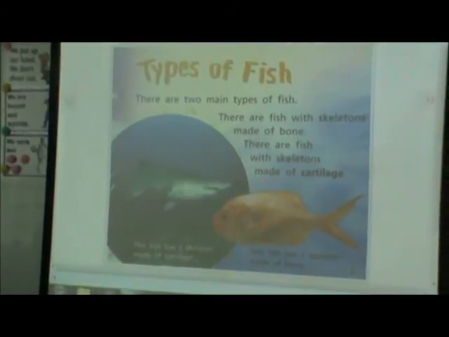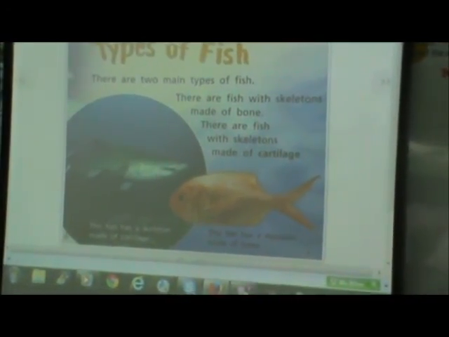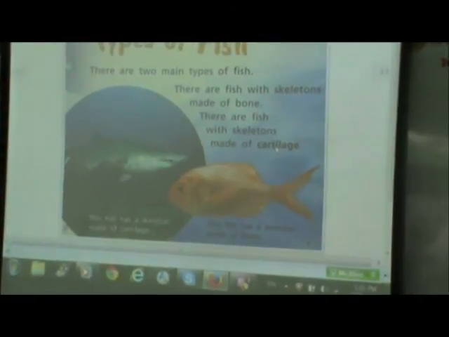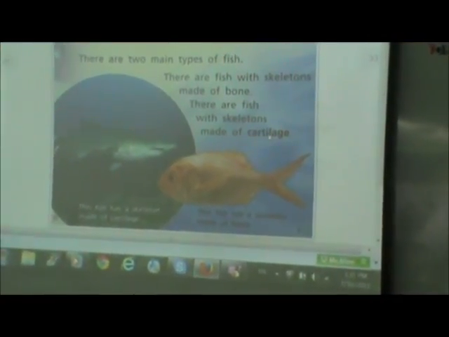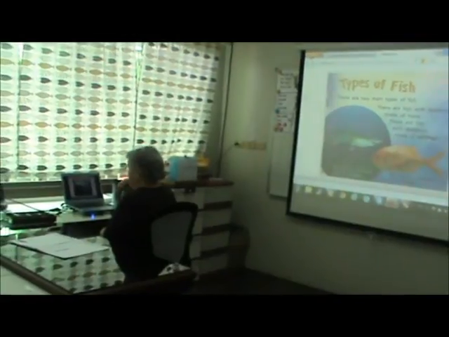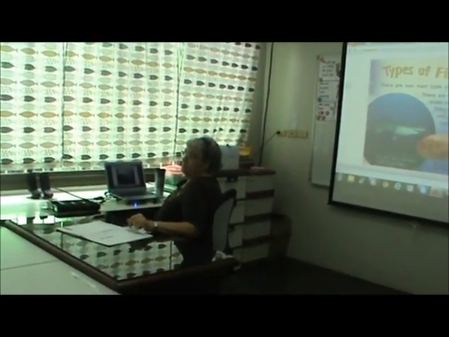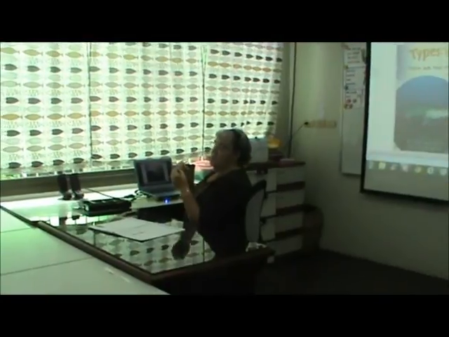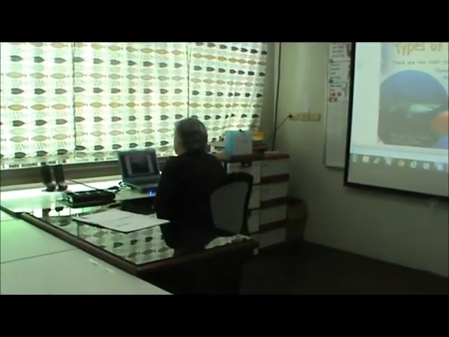Types of fish. There are two main types of fish. There are fish with skeletons made of bone. There are fish with skeletons made of cartilage. You know why the fish go together? Because if the fish are together, the shark thinks it's not a fish. You're talking about the schools of fish? The reason why they swim in schools is if they are being chased by a predator, it's pot luck. Bad luck if somebody gets eaten, but there's safety in numbers. So the more fish there are, you might have a chance of living if you were a fish. So that's one of the reasons why they go in a school, okay?